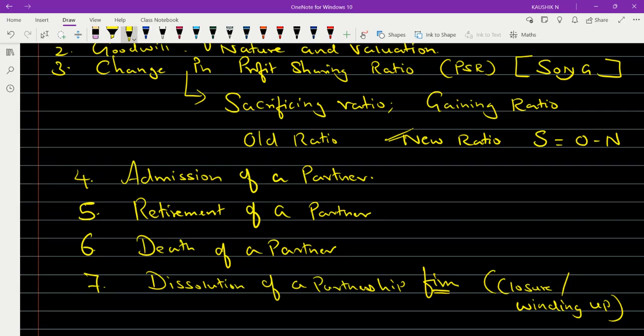Now, if you want to find out the gaining ratio, from the backward, what are the alphabets you are left with for gaining ratio? Gain is over here. From backward, N and O. So for gaining ratio, the formula is new ratio minus old ratio. Got it? Okay, so these two are the formulas which we are going to make use of. You need not mug up. You can just have this information.